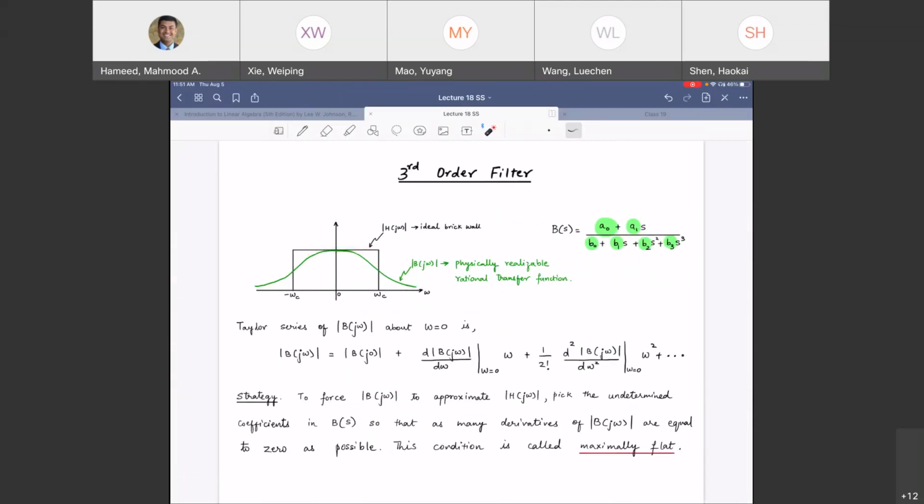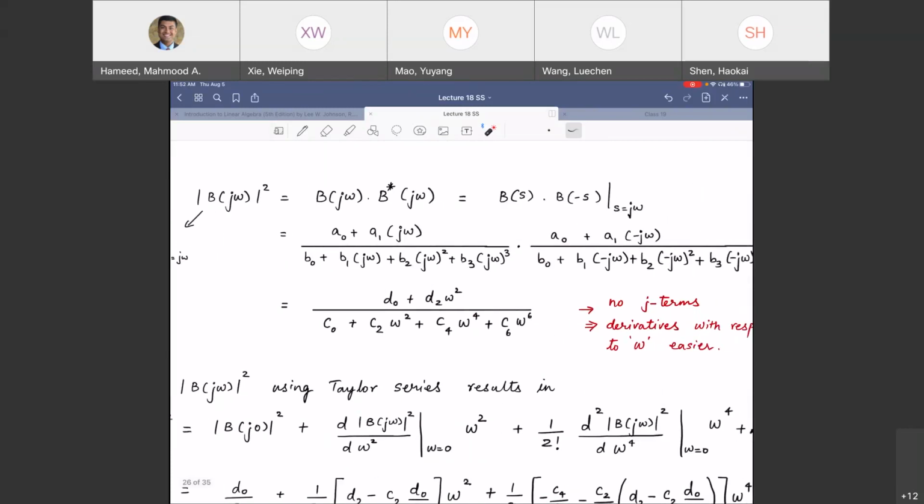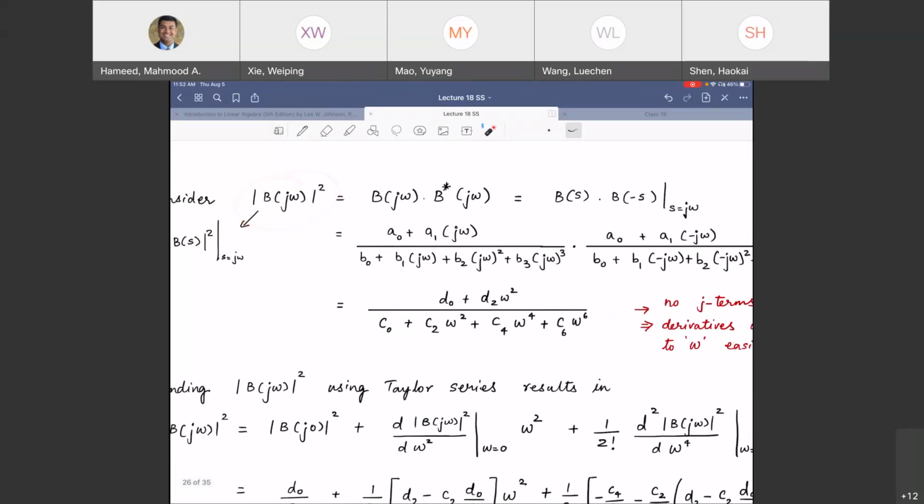So we will try to find the derivatives. We'll try to set them to 0. Instead of considering B of j omega, we will consider the magnitude of B of j omega squared, because when you do that, the math becomes simpler because the complex terms get cancelled out. And then later on, we will throw away... We don't even need to throw away because this is going to give us the transfer function B of s multiplied by B of minus s. You can throw away some of the poles that you get later on.